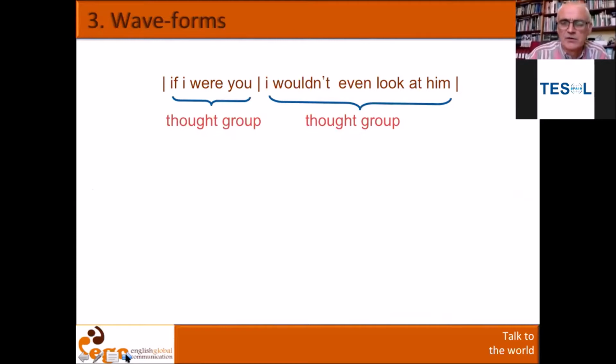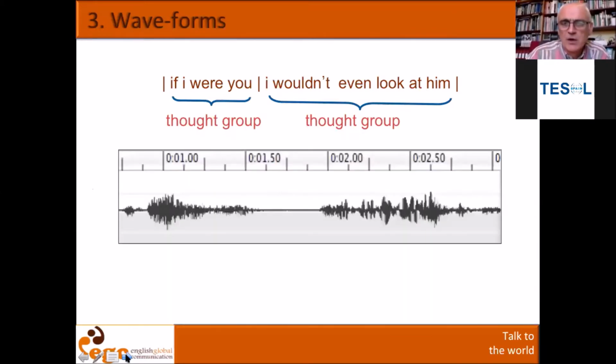I've done this also with teachers in training when we've looked at thought groups, and what I've done is show them this, which is me speaking: "If I were you, I wouldn't even look at him." And then I've asked them to match the words to the spectrograph, and they quickly spot where "I" is and where "look" is. And they also realize that "at him" is just so weak at the end. Whereas left to their own devices, they would say, "I wouldn't even look at him," and the "him" would get way too much stress and the "look" wouldn't get enough stress. So they are images which I've used, which have supported me and which teachers have found useful.